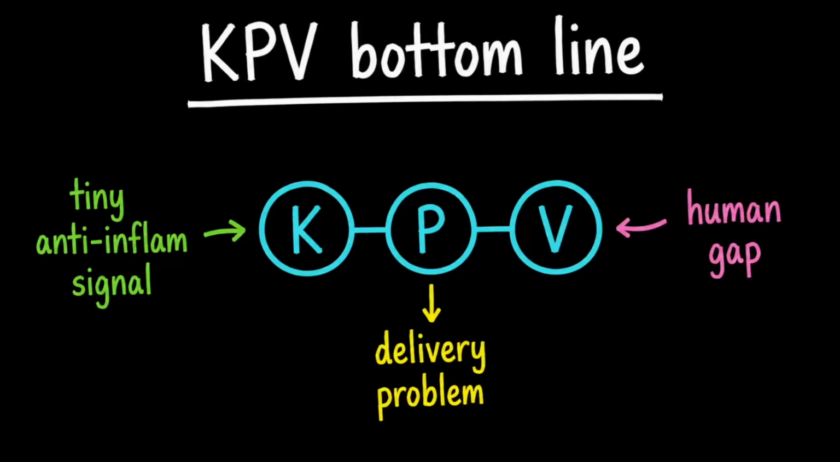KPV is a tiny alpha-MSH-derived anti-inflammatory signal, and it's got some very interesting preclinical gut barrier as well as delivery evidence. But it's also not proven as a human therapy, and so I think it would be great if some labs started to do some clinical trials on this. But again, it's always tricky to get clinical trials done on some of these naturally occurring molecules.